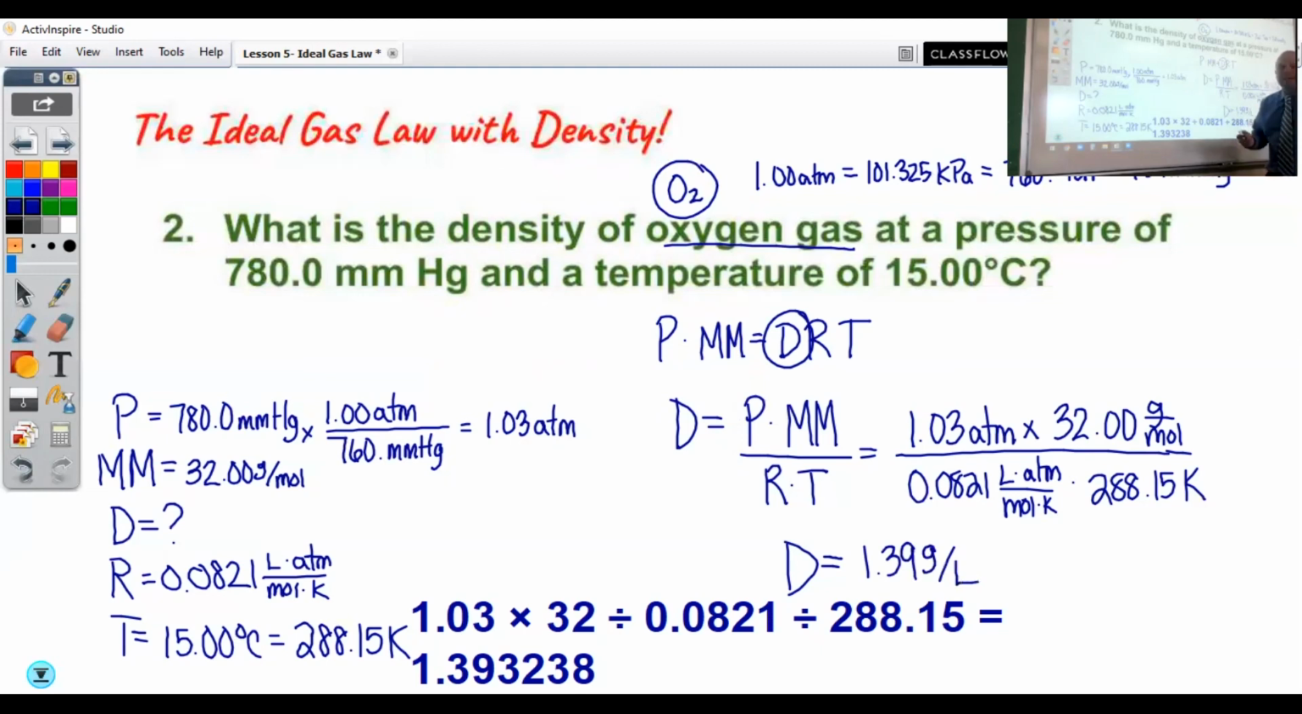per liter. Now, in case you don't believe me, to test out the units, we can cross out ATM and ATM. We can cross out Kelvin and Kelvin, mole and mole, and we're left with units of grams on top and liters on the bottom, or grams per liter.